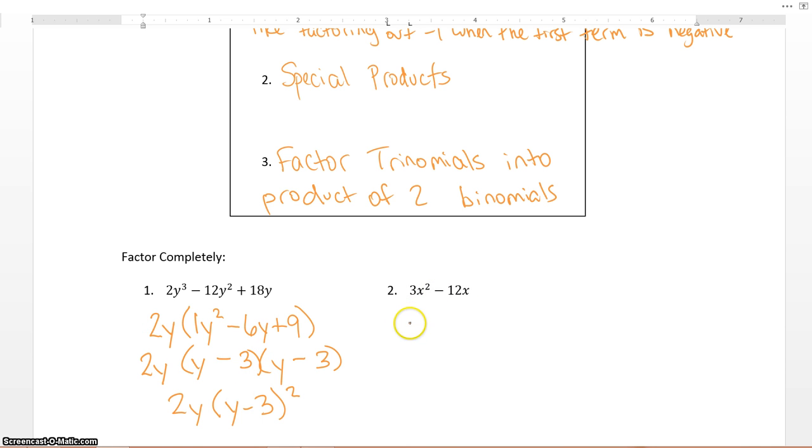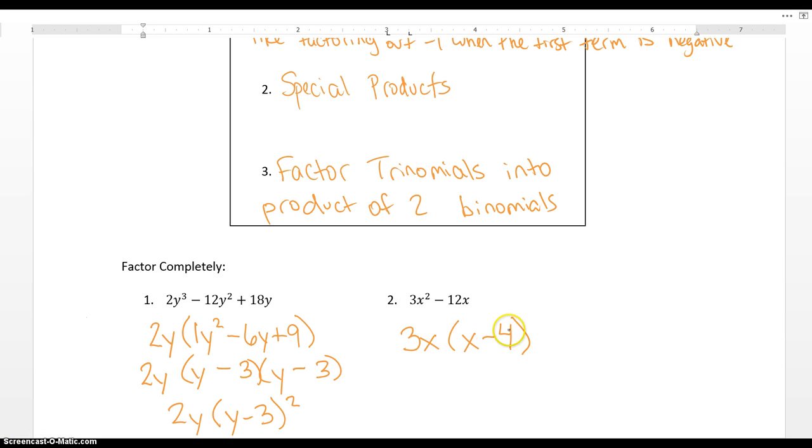Okay, same with this one. We have 3 that we can factor out and also an x. So 3x times x will give us 3x squared. Minus or negative, 3 times 4 would give you 12. 3x times 4 is 12x. So we've gotten that one. Okay, think about special products. If this were a perfect square, then it would be possible we could do something with it. But it's not. There are no common factors of this, so that would be the end of that problem.